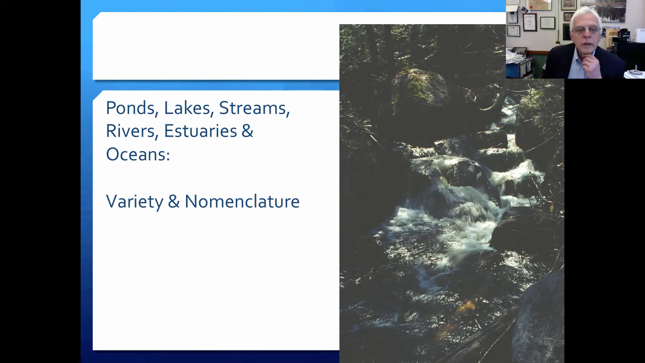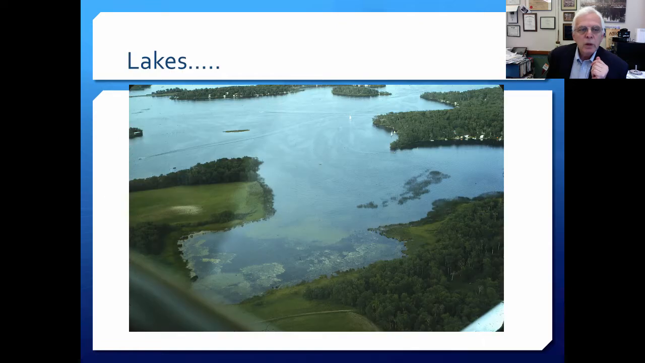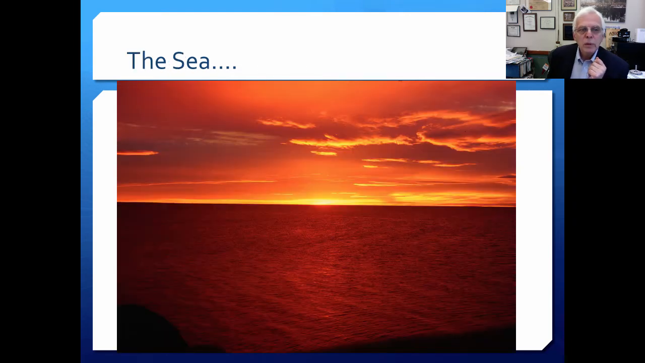So we're going to look at a variety of different kinds of ponds, lakes, streams, rivers, estuaries, and oceans, and talk and think about the variety and nomenclature that we use to label these different kinds of systems. So I'll take you on a tour, and we'll go from lakes such as those that I've studied. Here you see a highly structured lake on the border between Manitoba and North Dakota. You can see some very interesting structure on the bottom of that system. We'll talk about the sea, and we should be able to work our way right around all of the systems that grade between the uplands and the oceans.